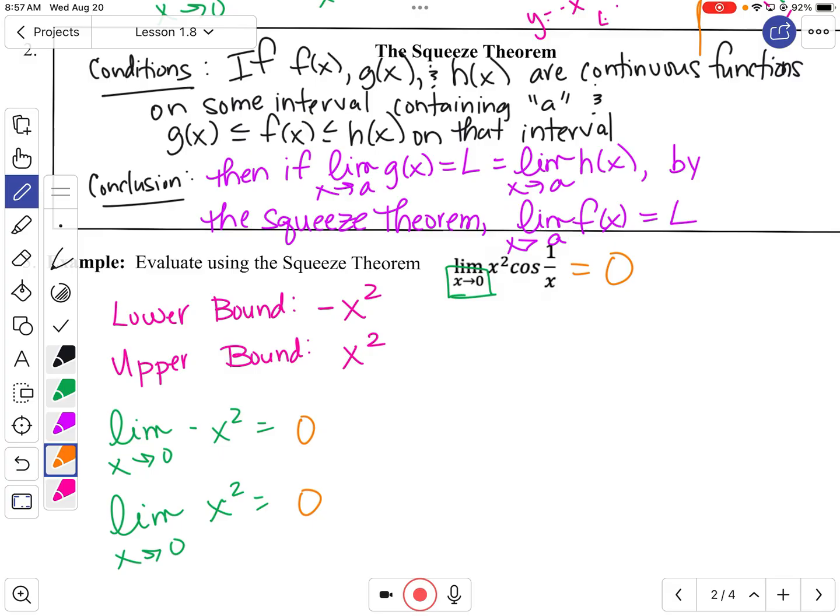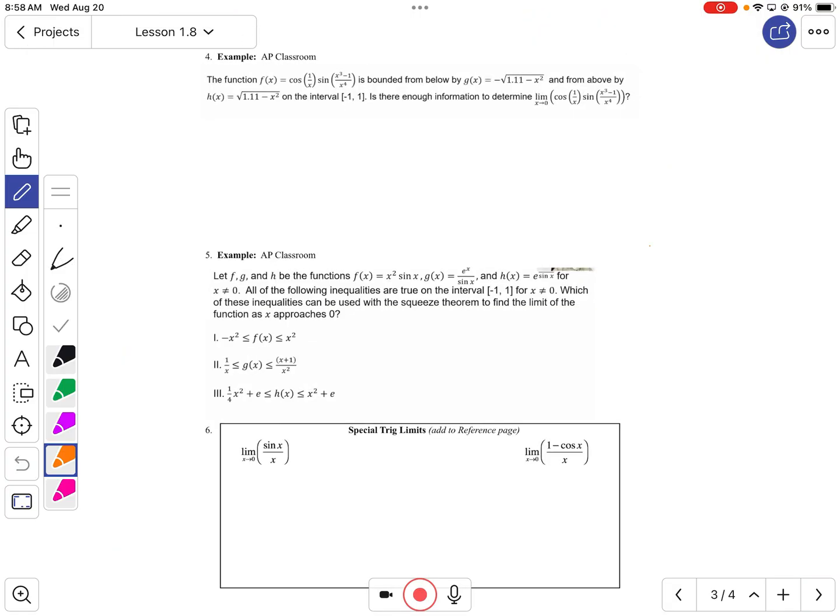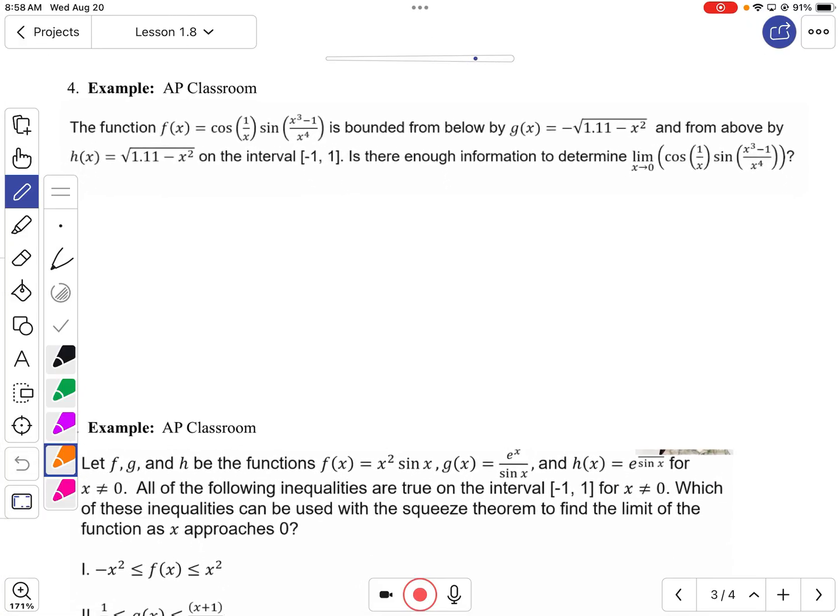All right. So now let's make it interesting. I'm going to pull some from AP Classroom, where you get to see all the words, all the crazy things they're going to ask you about, and how they're going to ask these questions. All right, here we go.